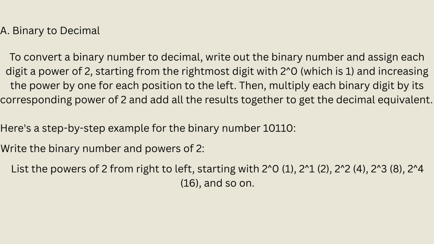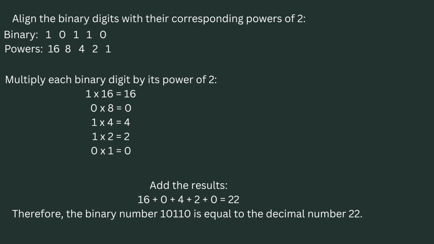Write the binary number and powers of 2. List the powers of 2 from right to left, starting with 2 to the 0, which is 1, 2 to the 1, which is 2, 2 to the 2, which is 4, 2 to the 3, which is 8, 2 to the 4, which is 16, and so on. Align the binary digits with their corresponding powers of 2. Binary 10110, powers 16, 8, 4, 2, 1.